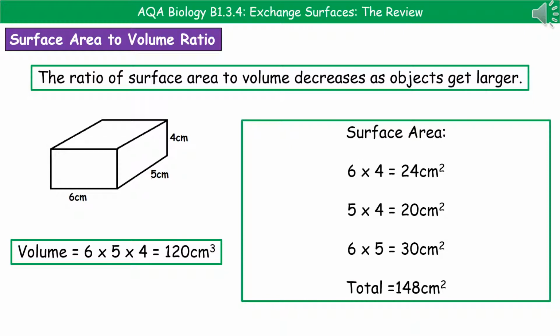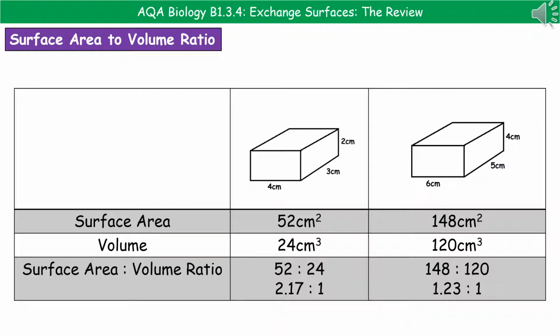What we've got here is a 6x5x4 object, so the volume in this case is 6 times 5 times 4, which is 120 centimeters cubed. And the surface area, you can see we've got a 6x4 face, a 5x4 face, and a 6x5 face, which gives us a total of 148 centimeters squared as the surface area.